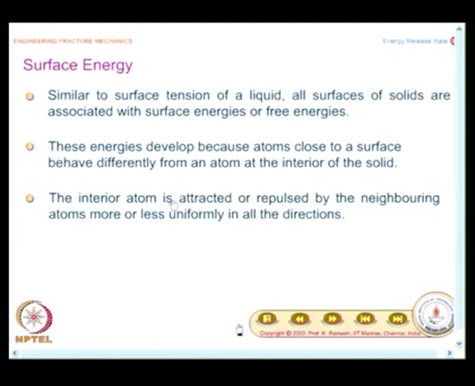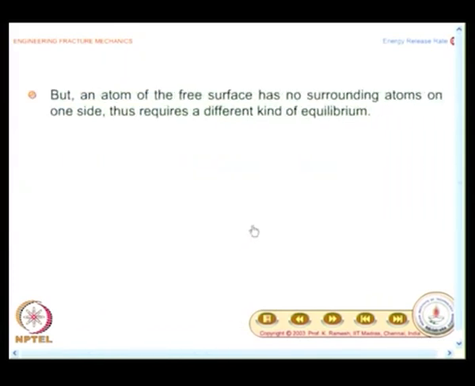See, in the interior of the solid, the atom is surrounded by atoms on all the sides. So, it remains in equilibrium. So, what you find is, the interior atom is attracted or repulsed by the neighboring atoms more or less uniformly in all the directions, but that is not the case when I have the atom on the surface. This leads to surface energies, which is very similar to surface tension of a liquid. And I am going to give you a conceptual appreciation how this is possible.